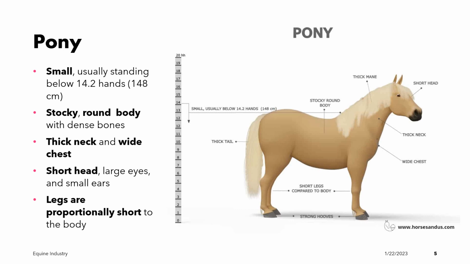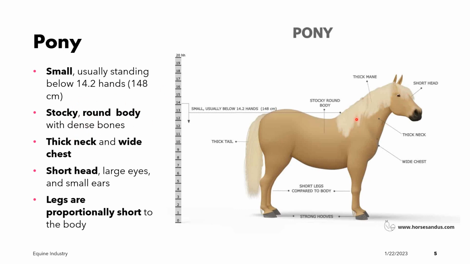Again, the different types of horses according to height, build, and size are the pony, the light horse, and the heavy horse or the draft horse. Starting with the pony, when we describe its physical characteristics, it is considered to be small. In terms of height, it is about 14.2 hands or 148 centimeters. It has a stocky, round body.